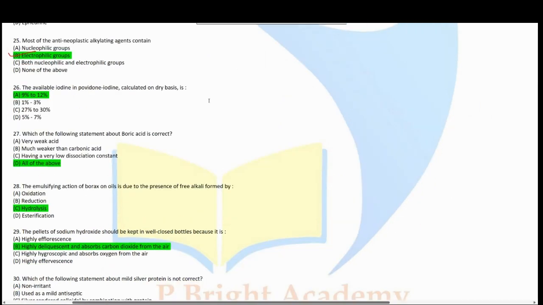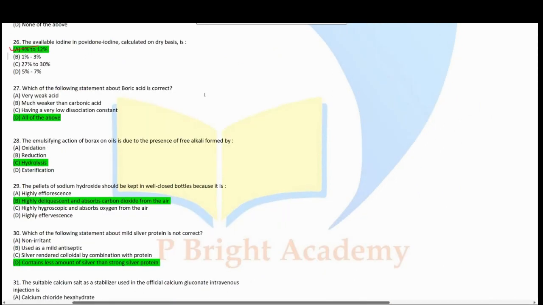The available iodine in povidone iodine calculated on dry basis is 9% to 12%. Which of the following statements about boric acid is correct?